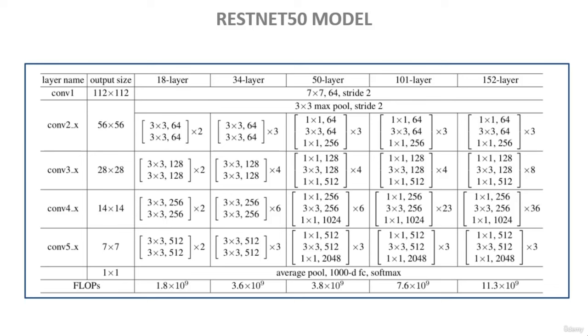So if I add up all these layers, which I just explained, it is going to give me 1 plus 9 plus 12 plus 18 plus 9 plus 1, and that equals a 50 layers deep convolution network. So that's how a ResNet 50 model functions.